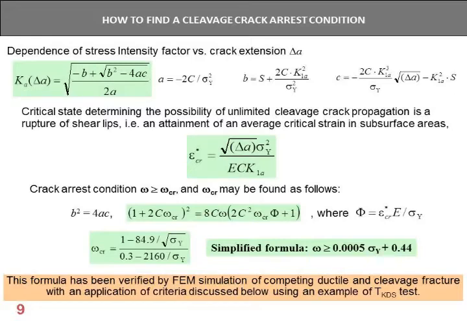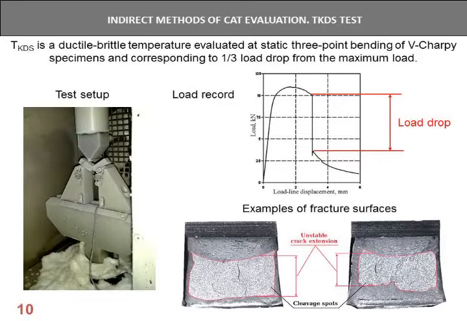This formula has been verified by FEM simulation of competing ductile and cleavage fracture with an application of criteria discussed below, as applicable for TKDS test. TKDS test was introduced by B.A. Drozdovsky in early 1950s as a ductile brittle temperature evaluated at static 3-point bending of Schnadt P specimens and corresponding to 1/3 load drop from the maximum load and about 70% share in fracture. The present research holds a discussion on simple criteria of ductile and cleavage fracture based on fracture mechanics and applicable for FEM simulation of test parameters like a shear portion in fracture and the load drop.